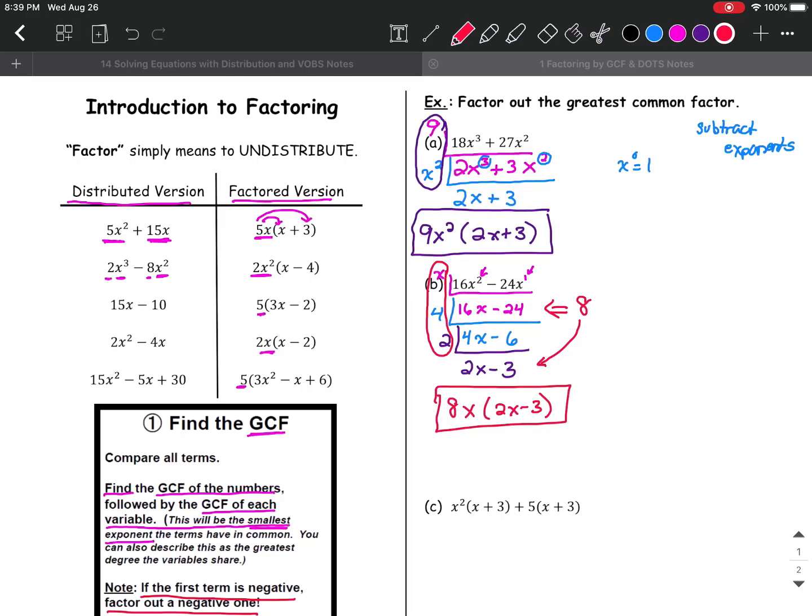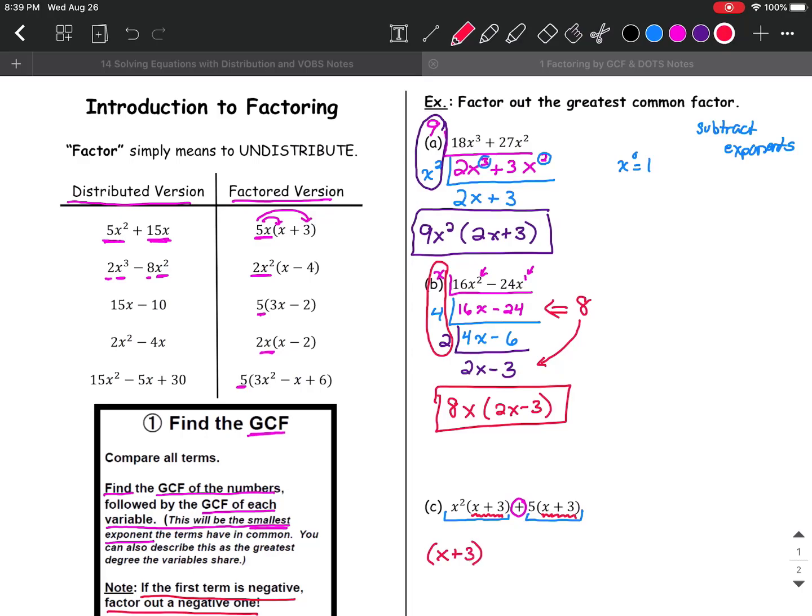Now there's one more that I want to take a look at, because some people don't always see this, but let's take a look here. X squared times the quantity x plus 3 plus 5x times the quantity x plus 3. Now you see that plus sign, whether it's addition or subtraction, and it's not in parentheses. That separates the first part from the second part. Now if you look at the first part and you look at the second part, do they have something in common? Well, lo and behold, they do. They both have an x plus 3. That's a greatest common factor.